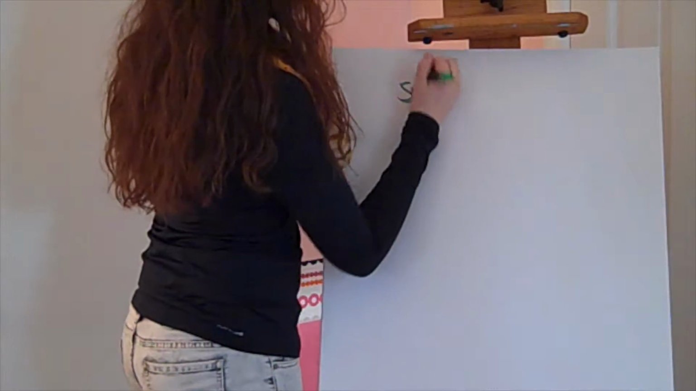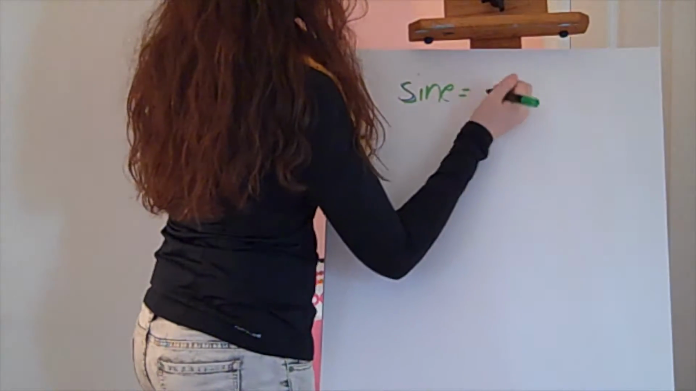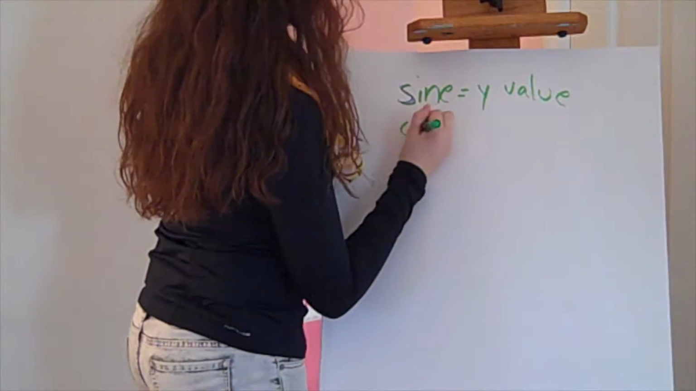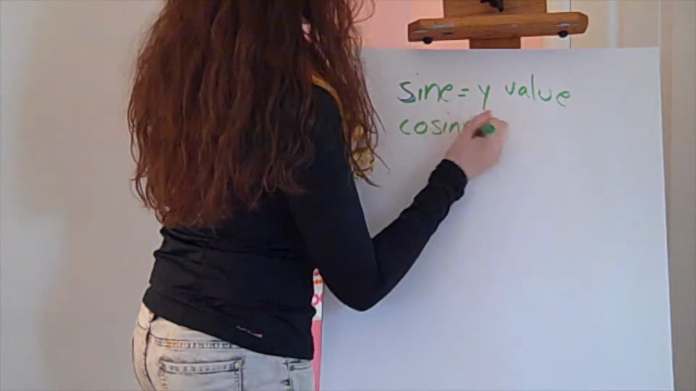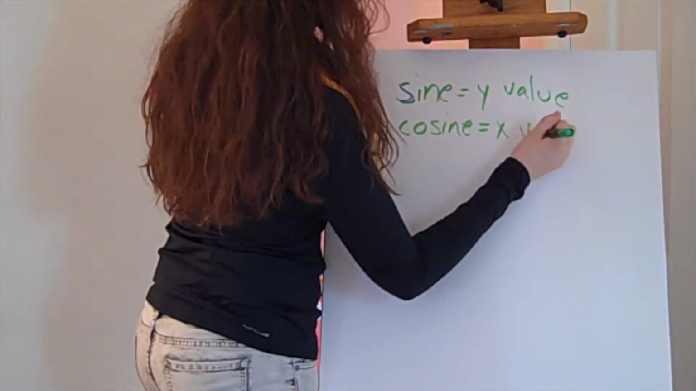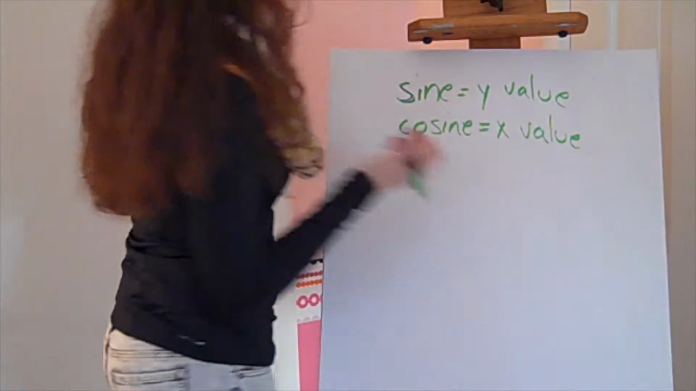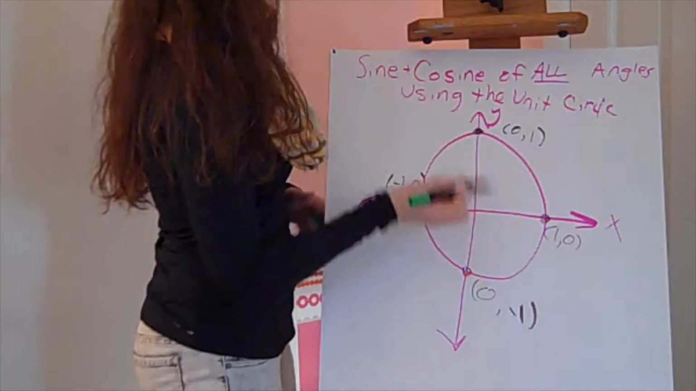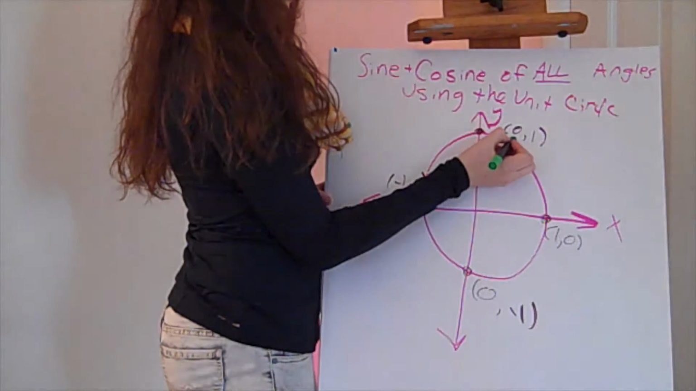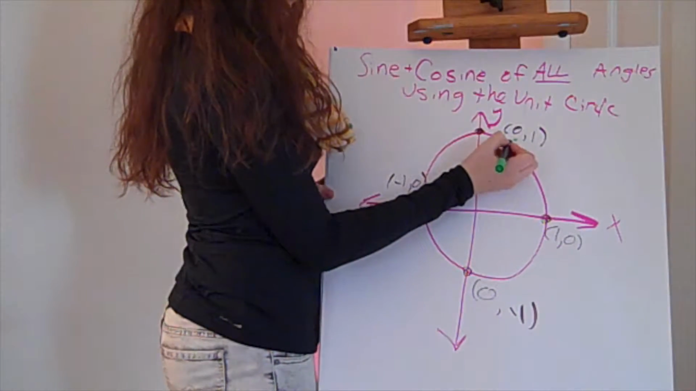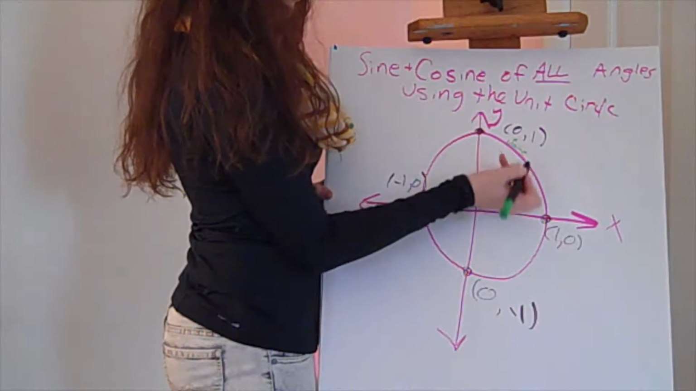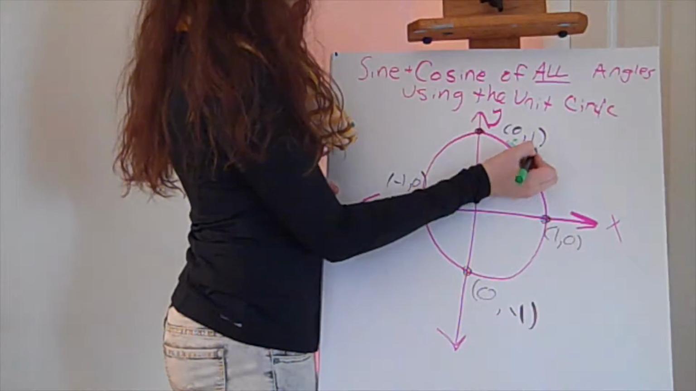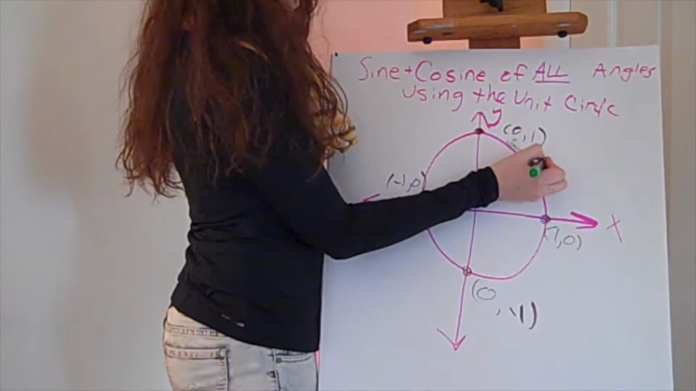So sine is the y value, and cosine is the x value. So looking back at the unit circle, say at 90 degrees, 0 is the x value, so then it's the cosine. So the cosine of 90 degrees is 0, which makes 1 the y value, the sine of 90 degrees.